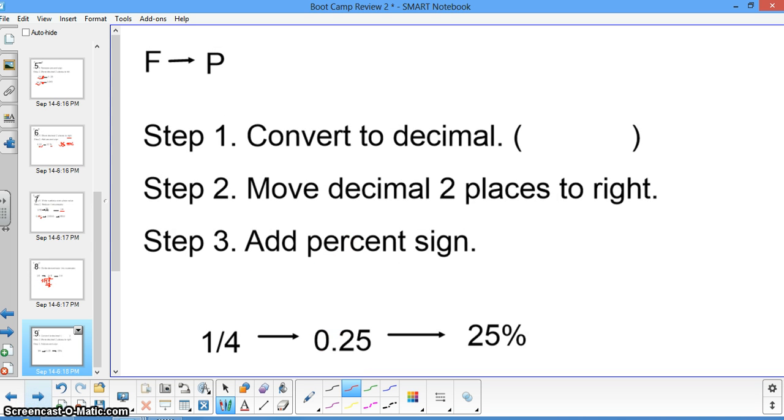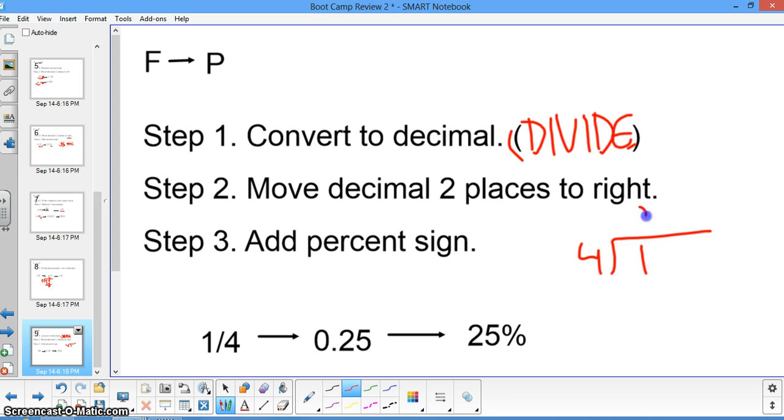From a fraction to a percent, convert to a decimal. The parentheses is what that symbol is. So you're going to convert to a decimal. From there, step 2, move the decimal 2 places to the right and then add the percent sign. So convert to a decimal. How do you do that? By dividing.